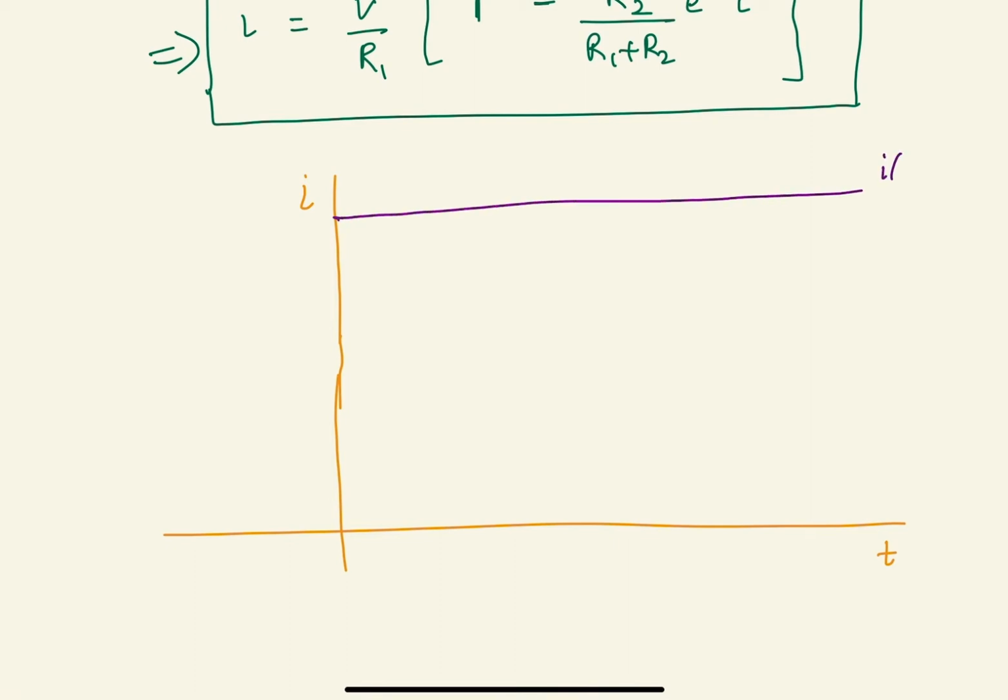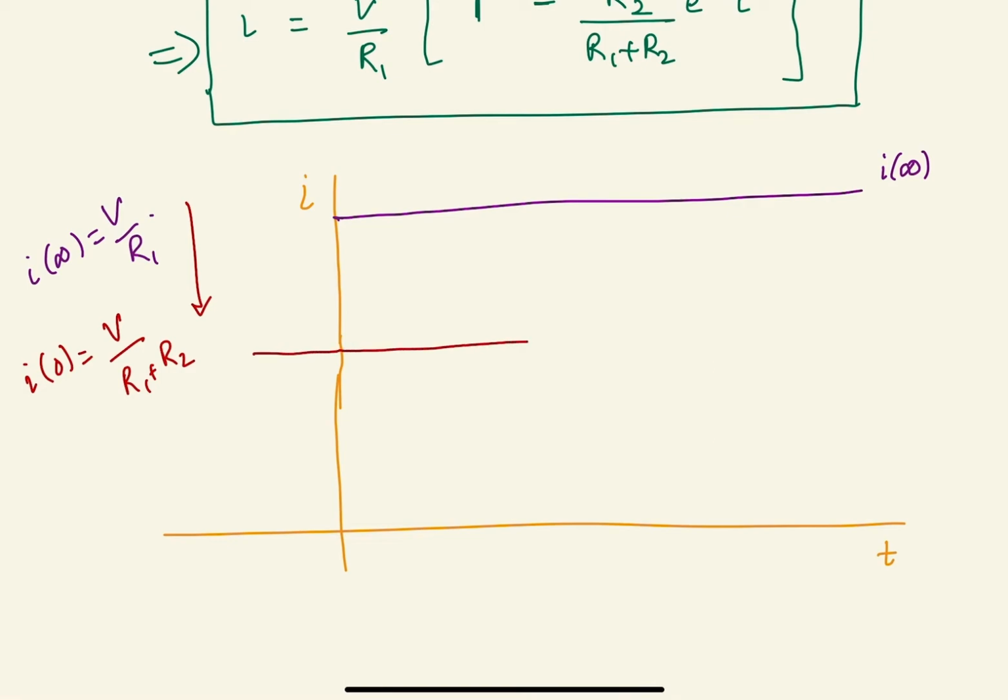This value is I infinity, or the steady state value of the current, which is given by V divided by R1. Another value which we have with us is I0, the initial value, that is equal to V divided by R1 plus R2. So you can clearly see that the value I0 is less than the value I infinity. The graph here shows that this is the same current which was present before the circuit.